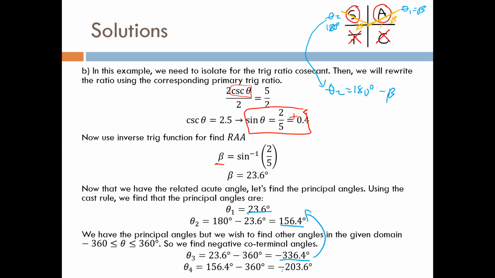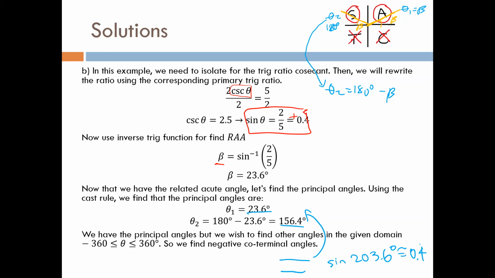Let's just do one more. For this one, I'm going to take the sine ratio of 203.6 degrees. If you put this in a calculator, let's just verify if it's correct, you should get approximately 0.4. No surprise there, right? So I ended up getting the same sine ratio for that as well. So there are our four answers.